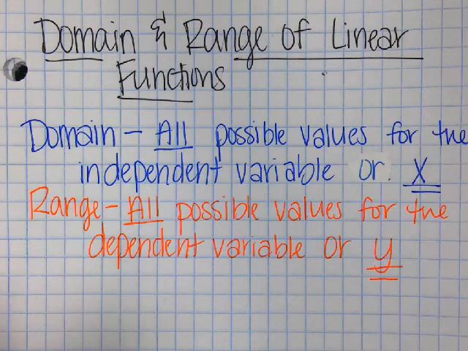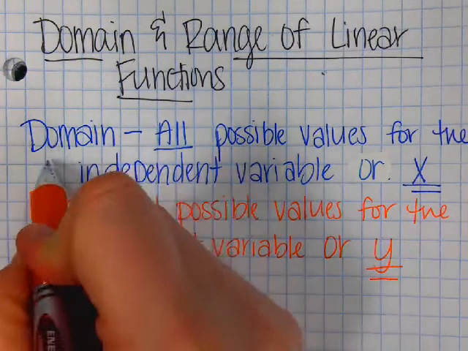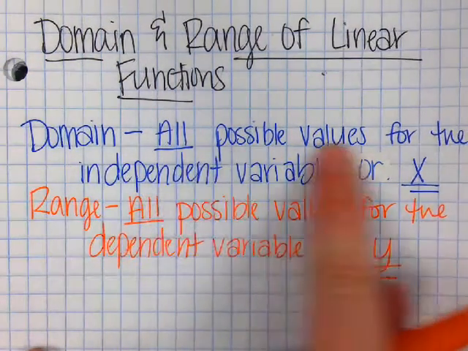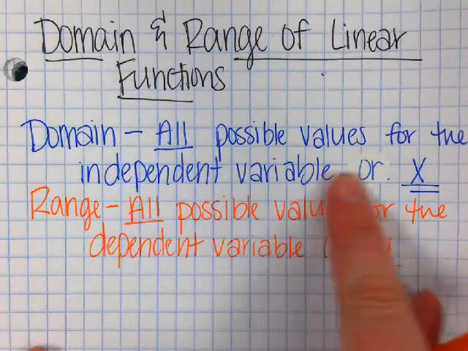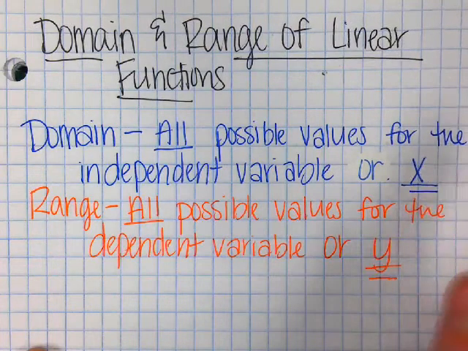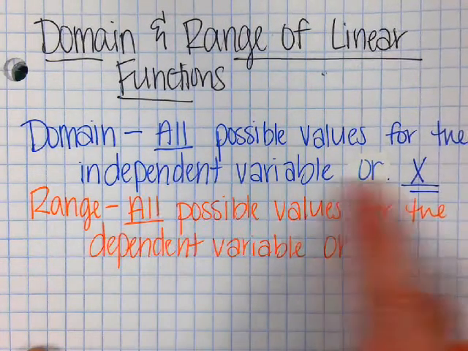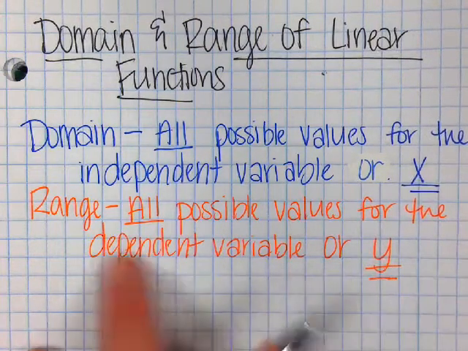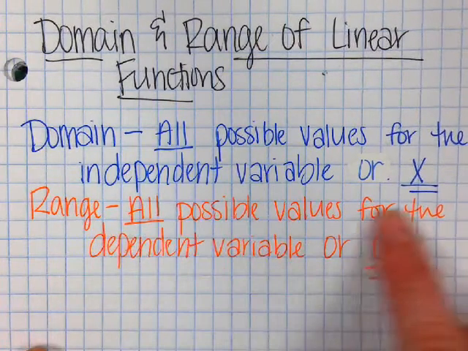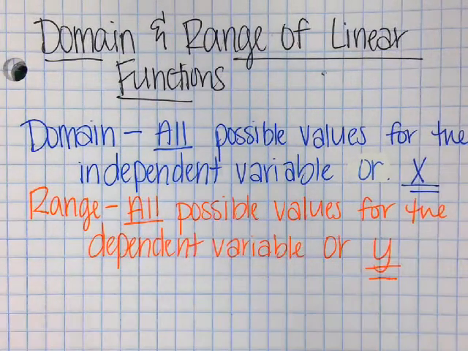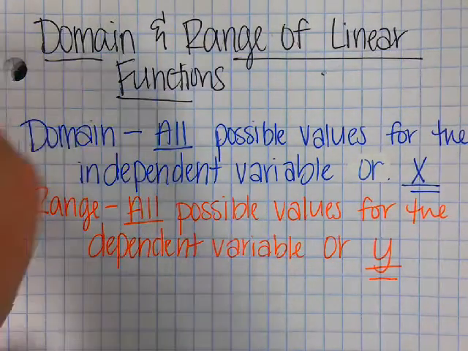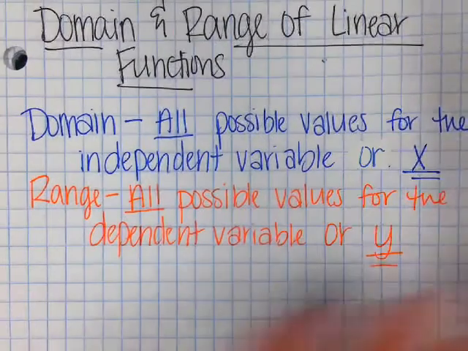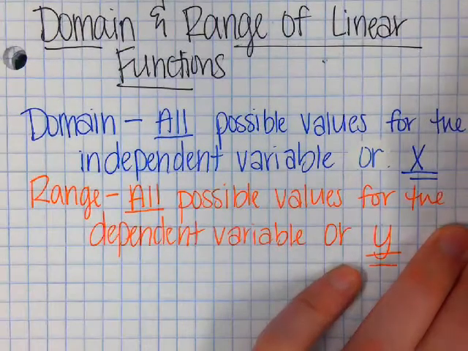So domain and range. Domain is all possible values for the independent variable, the x values. Remember, independent is x, dependent is y. So range is all possible values for the dependent variable, or y. The easiest way I know to remember, and I'll move it over in just a second.